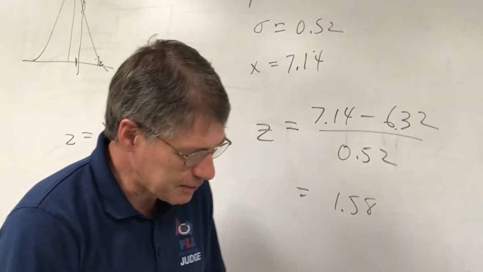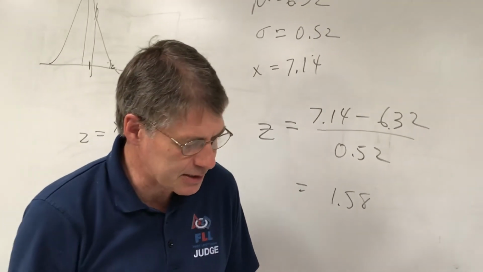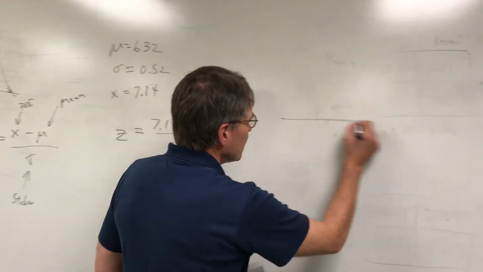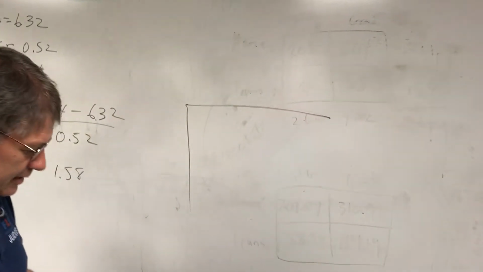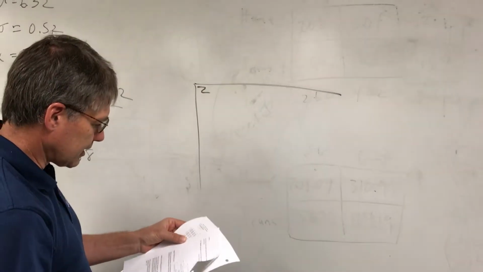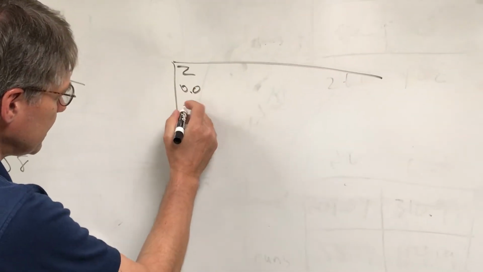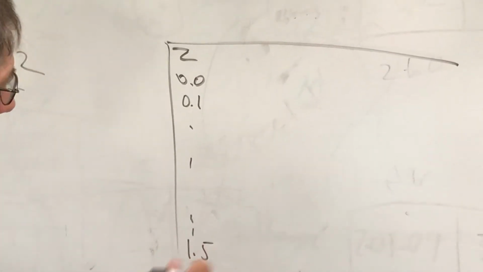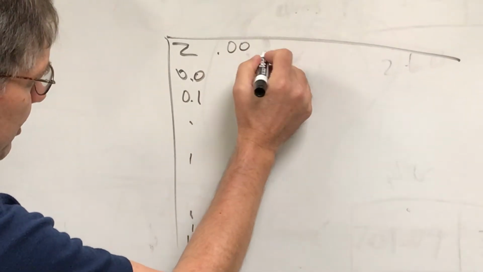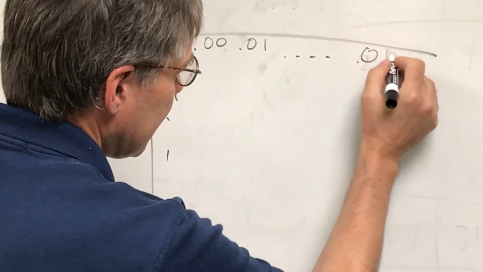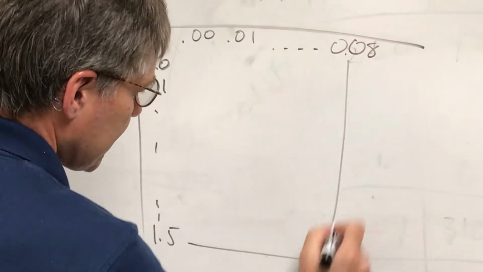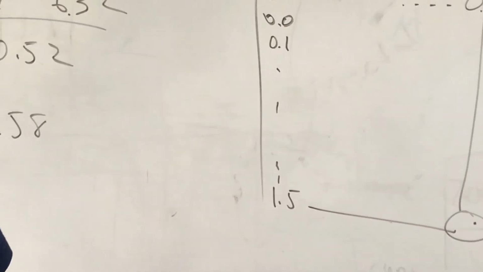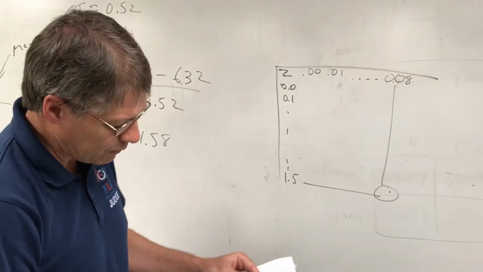Now what I do then is I'm going to give you a copy of the standard normal table. And the way this works is, on the table you're going to see this thing called z. It's going to come down 0.0, 0.1, on down. I'm going to come down to 1.5, then I'm going to come across to 0.00, 0.01, to 0.08. And where those two meet, that's the number I want. That number turns out to be 0.9429.